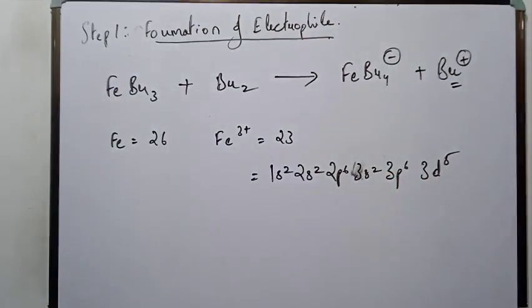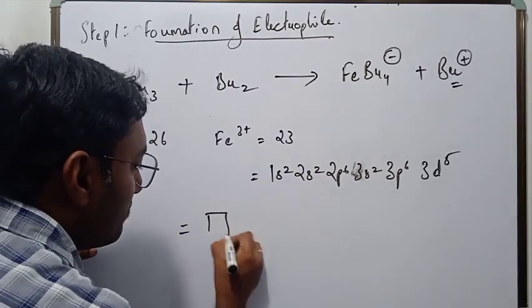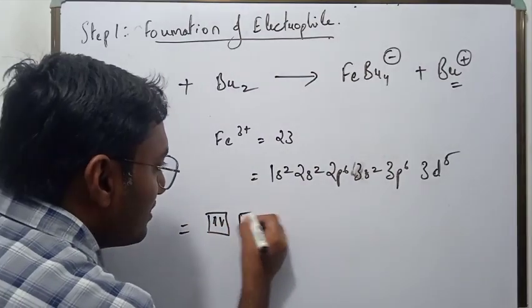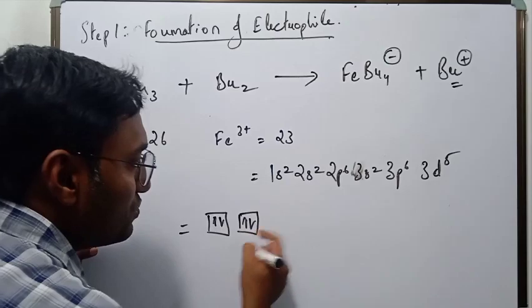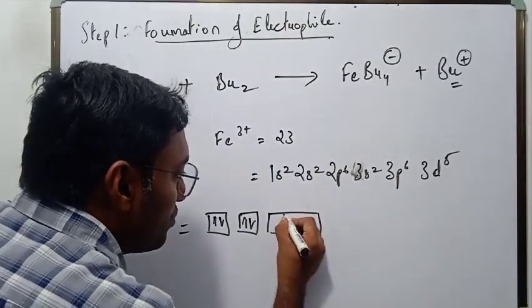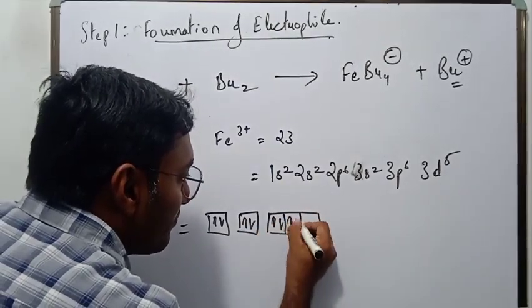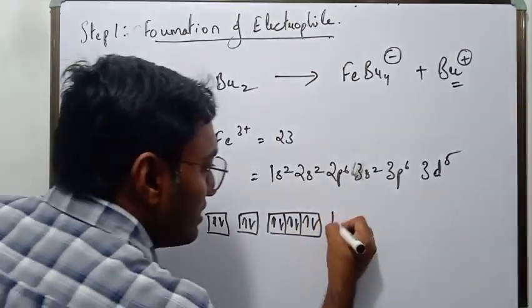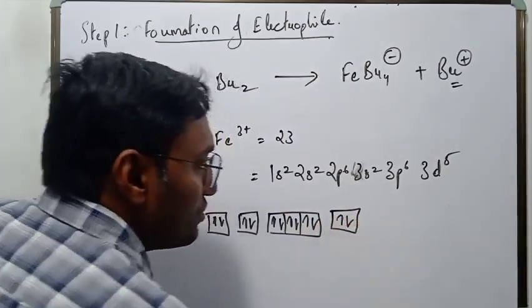Let us now draw it. We will come to know the status. This is 1s2, this is 2s2. Let us go for 2p6. So this is 2p6, 3s2, 3p6.